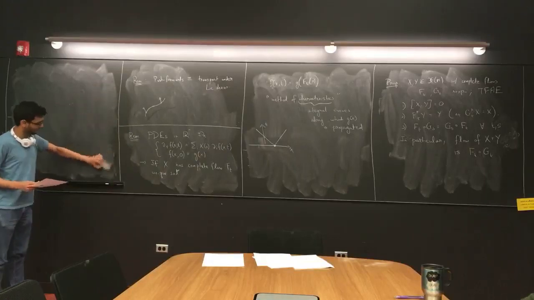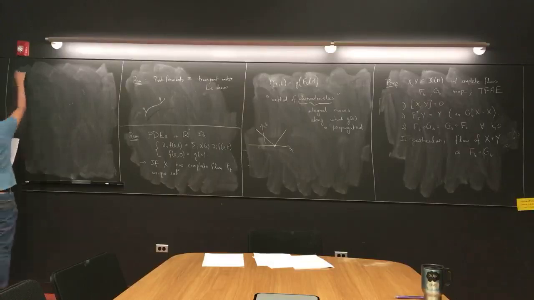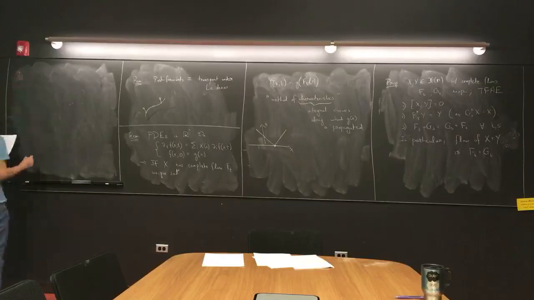And for X and Y that don't commute, you have to use some type of Baker-Campbell-Hausdorff formula to find the flow of X plus Y. Right. You kind of commute them and come back, and there would be some mismatch. Exactly. Yeah. All right. So proofs of these statements.